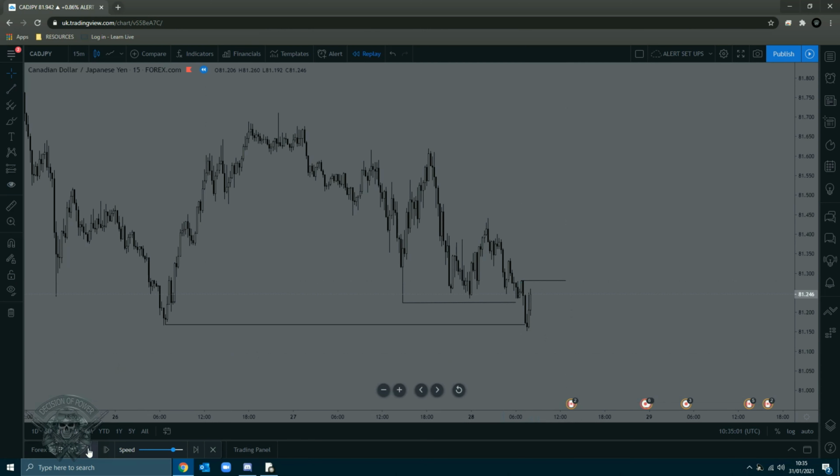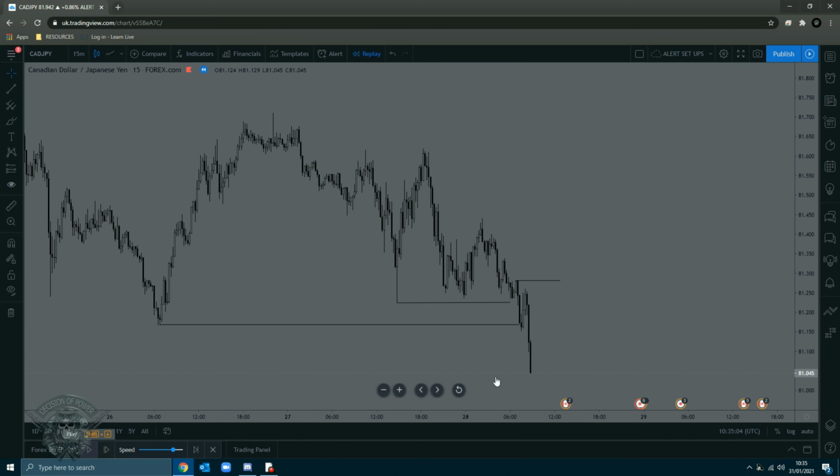As you can see now, it properly ran through there. So where's the last up point before that move? It is this point right here. We're looking at this high here.